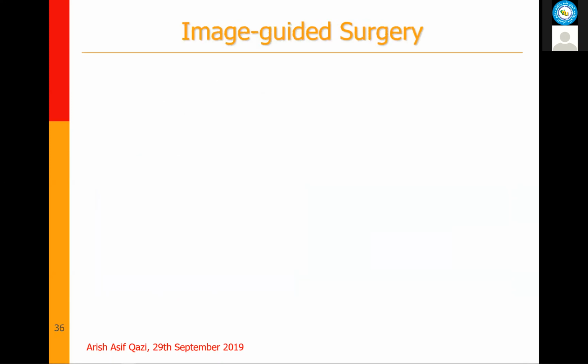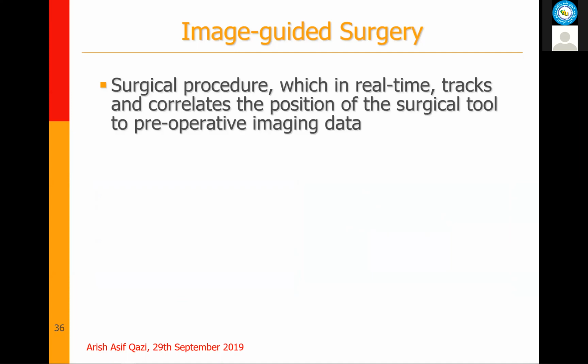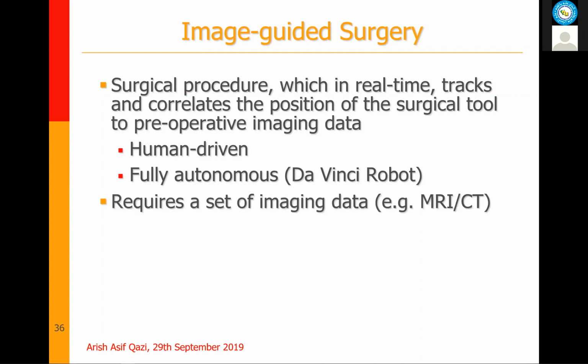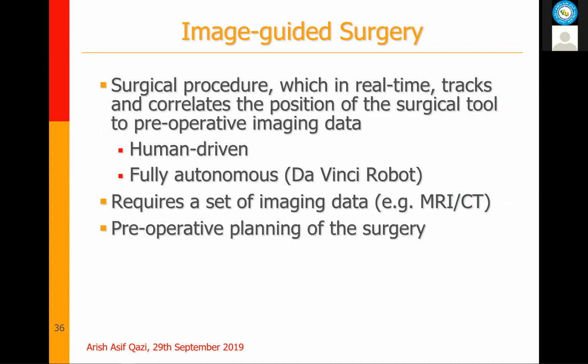So for the past almost 7 to 8 years, I've been involved in the field of image-guided surgery. What is image-guided surgery? It's a surgical procedure which in real time tracks and correlates the position of the surgical tool to preoperative imaging data. Now, this surgical procedure can be human-driven or fully autonomous, such as the famous Da Vinci robot for laparoscopic surgery. So what do you require for such a procedure? You require a set of imaging data, for example MRI or CT data. Then once you have obtained your data, you do a preoperative planning of the surgery. Like where do you want to make the incision? Or where is the tumor present?